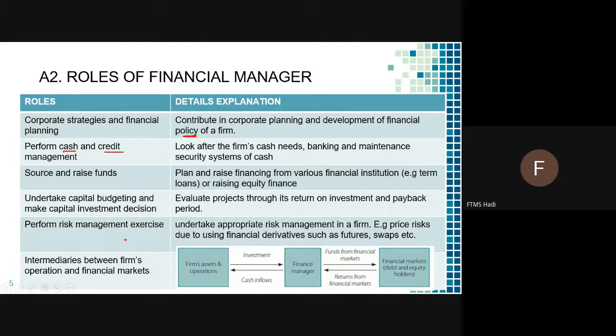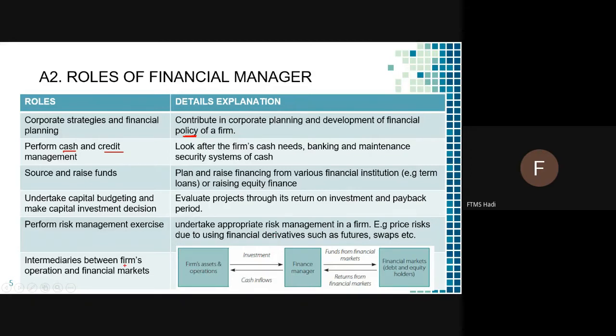And this one will be covered in chapter 5, I think, to see whether the project is profitable or not. Okay, the next one is performing risk management exercise. Every company will face business risk and financial risk. They will never know what will happen in the future. So therefore, they need to prepare some precautionary measures to avoid the risk of the company getting losses. Undertake appropriate risk management in the firm. For example, the risk of a share price drop, price risk, and the risk of economic recession and so on.